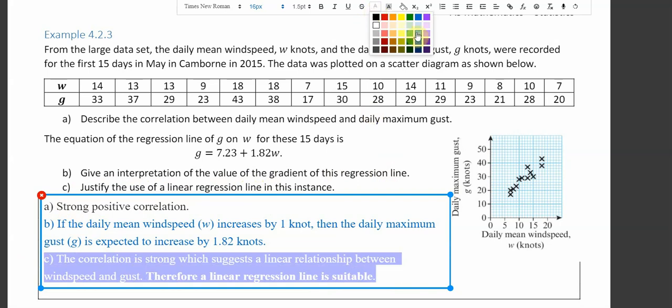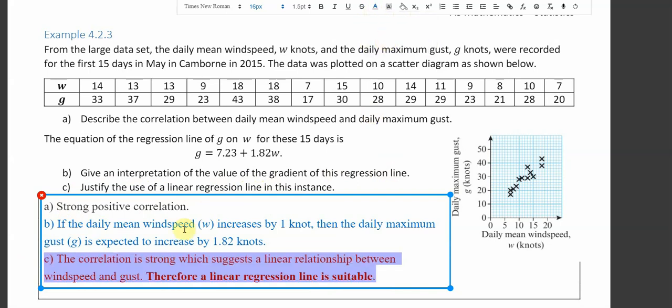So how do you word that? Well, something like this. The correlation is strong, which suggests a linear relationship between wind speed and gust. Make sure you mention the two variables in the context of this question. Therefore, a linear regression line is suitable, and it comes down to the fact we have strong correlation.